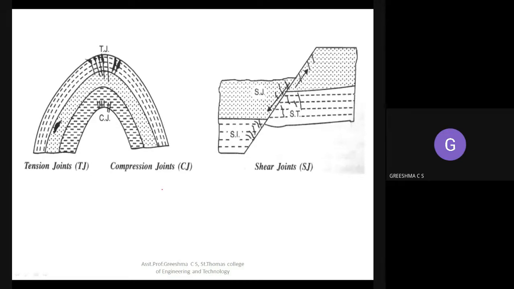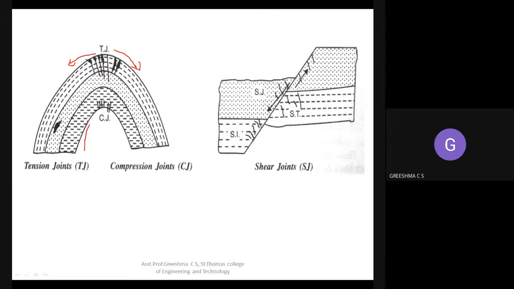Here we can see a tension joint. Tension means elongation. Because of this elongative force, we can say a tension joint has occurred. It is a force pulling from both sides. Because of this tension force, you are elongating from two sides. That is tensile force. Here you can see some joints have occurred. That is a tensile joint.